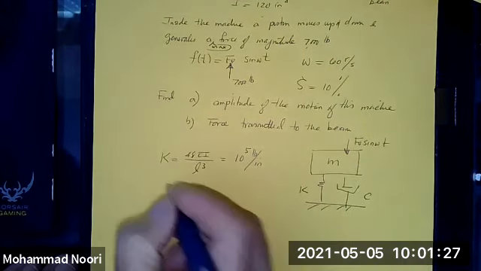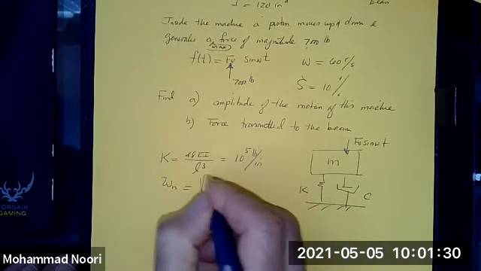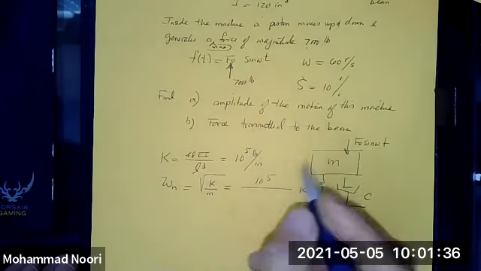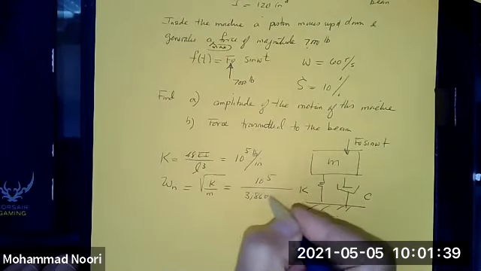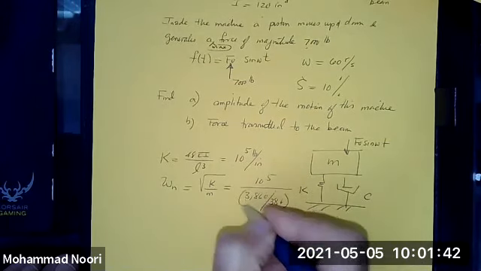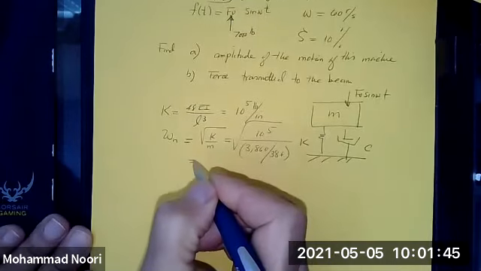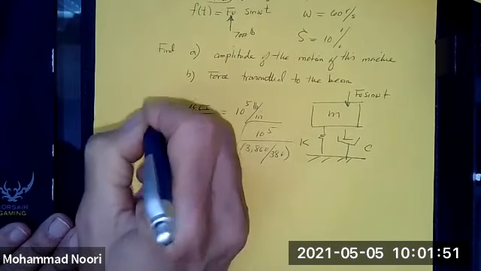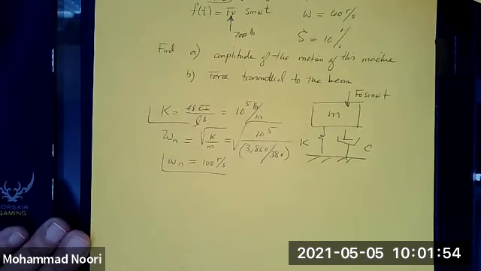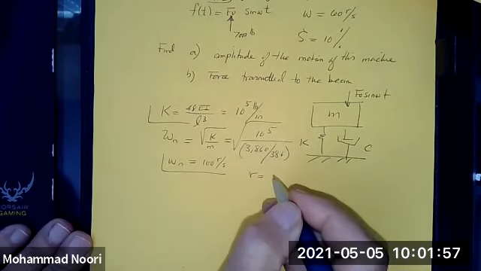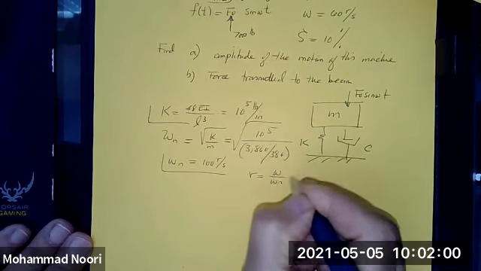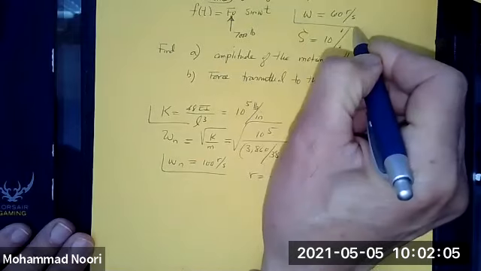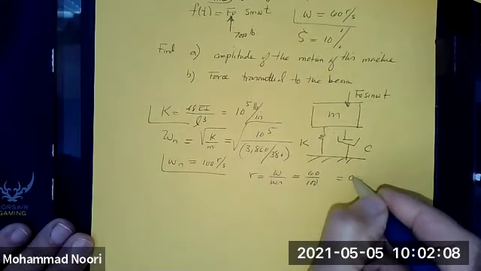Natural frequency, which is square root of K over M, would be 10 to the 5 over mass. Weight is given as 3,860, divided by that conversion factor of 386. This comes out to be 100 radians per second. So the frequency ratio, which is omega over omega n, is 60 over 100, because this was given. So r is 0.6.